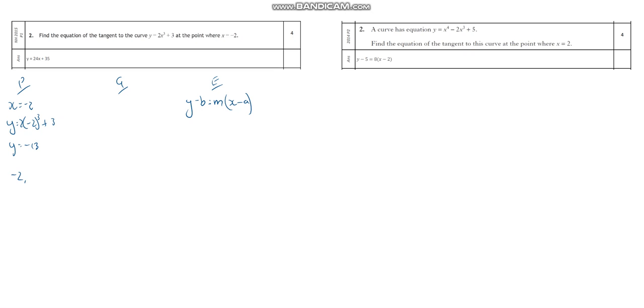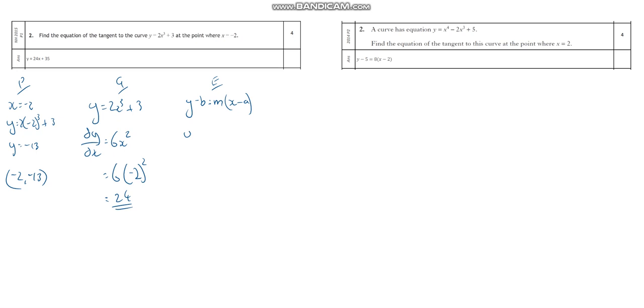So my point is -2, -13. Excellent. Gradient, usually we need 2 points to get a gradient. I don't have my 2 points, but what I do have is my equation, and I know if I differentiate something, that is going to tell me the gradient. dy by dx is the rate of change, which is the way of saying the gradient. So 6x squared, I want to know the gradient when x is -2. -2 squared is 4, times by 6 is going to give me a gradient of 24.